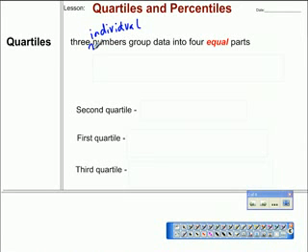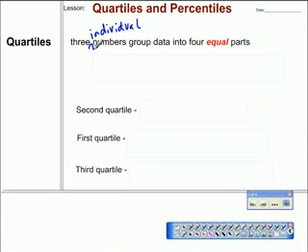that group data into four equal parts. Now, hopefully that makes sense to you. Quartile, what do you suppose the root word of quartile is? Quarter, yeah. And 4 quarters in a dollar, a quarter is 1/4. So it breaks them into four equal parts.